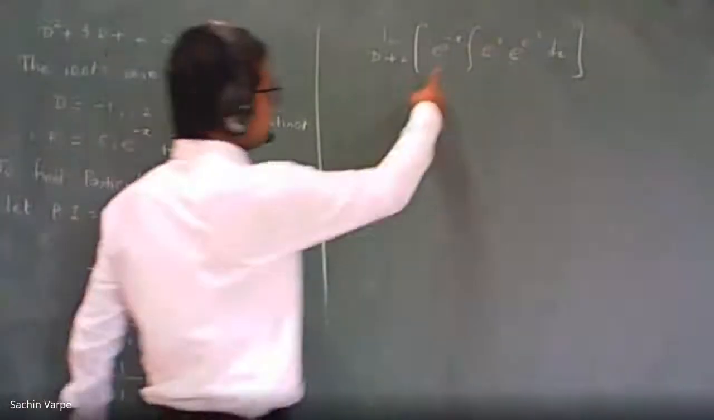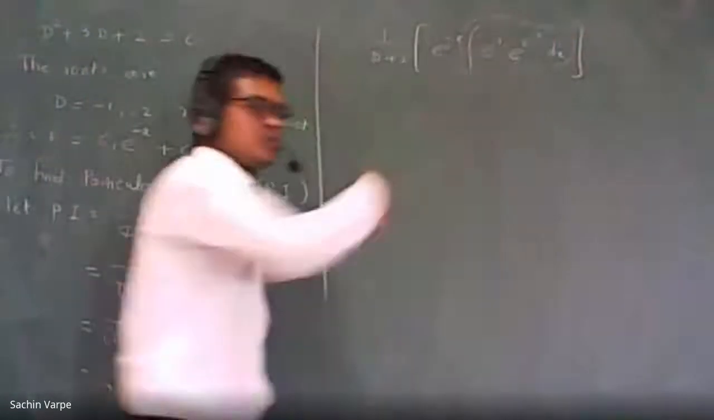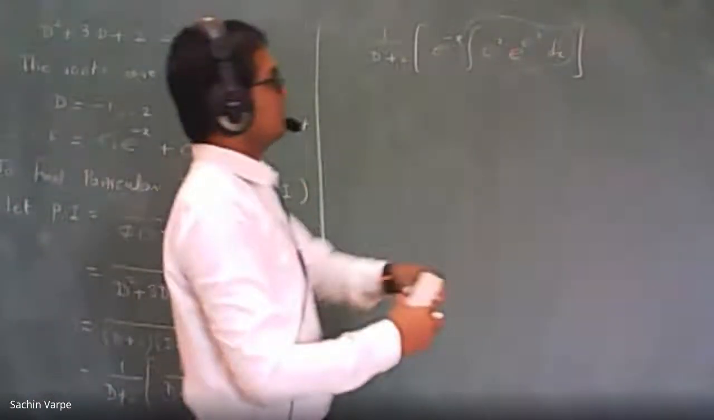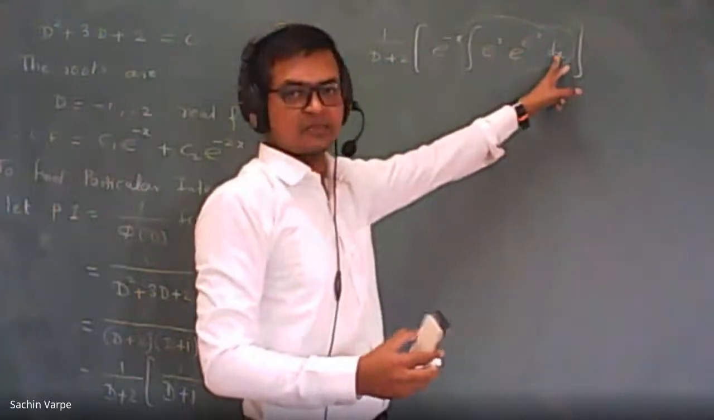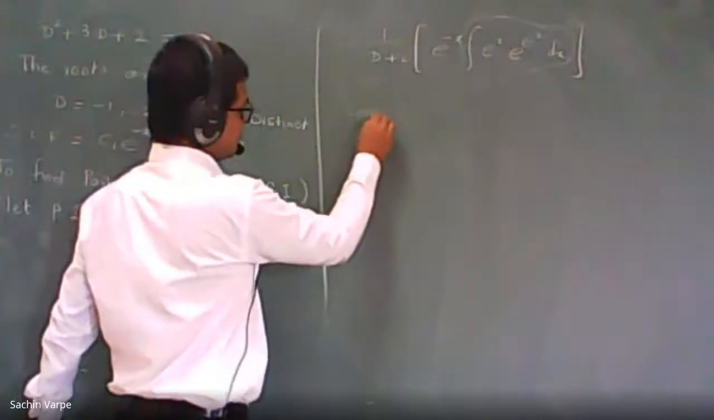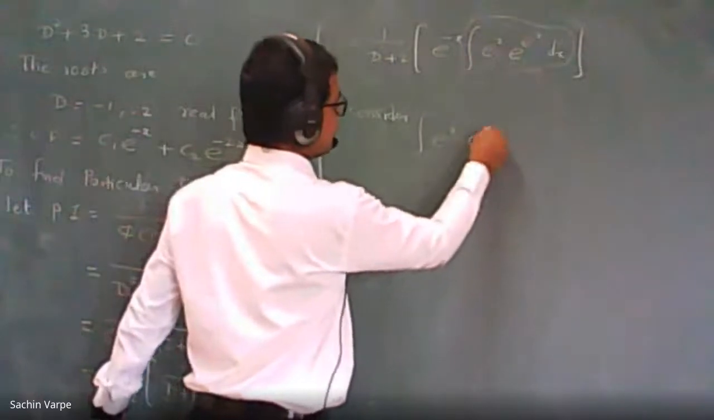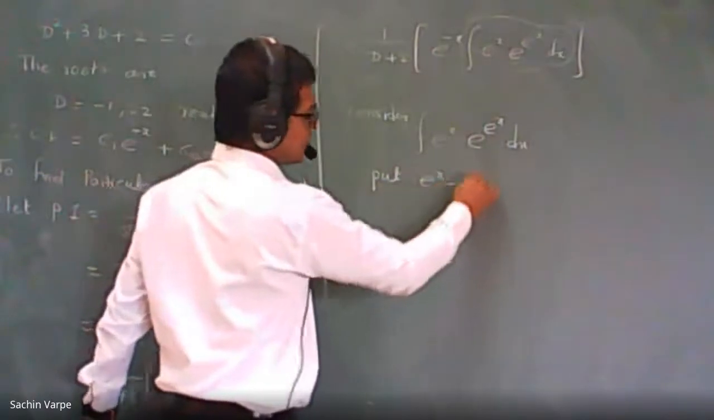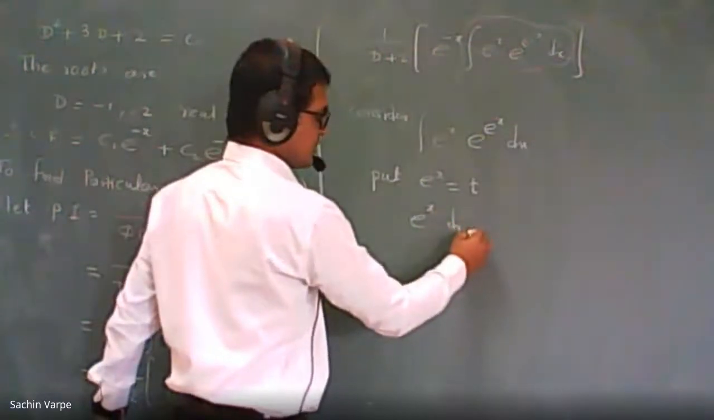So now let us solve this integration. How to solve this integration? Using substitution, isn't it? We know the substitution for this integration. We substitute e raised to x equal to t, so e raised to x into dx becomes dt. Let me consider it separately: integration of e raised to x into e raised to x dx. Put e raised to x equal to t. So e raised to x, its derivative will be e raised to x, into dx will be dt.